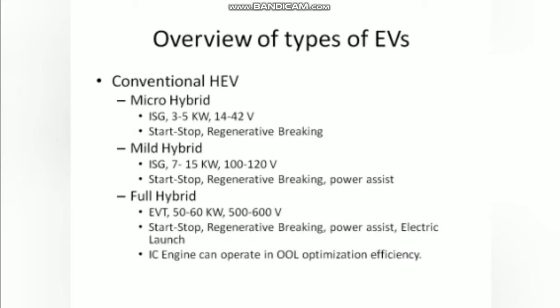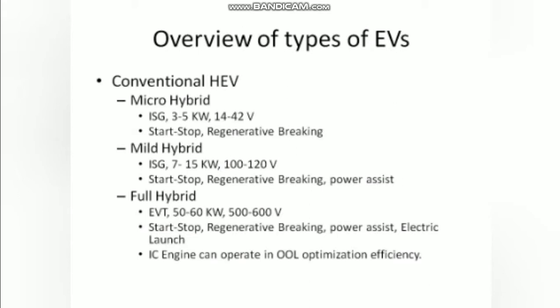In a mild hybrid, an ISG of slightly higher rating is used, typically 7 to 15 kilowatts with a system voltage of 100 to 150 volts. In addition to this, the ISG enables not only start-stop features and regenerative braking, but it can also support the IC engine in power sharing during normal operation, which means the IC engine rating can be reduced to a small extent. In a mild hybrid, the ISG cannot support a pure electric motor based launching or starting of the vehicle.